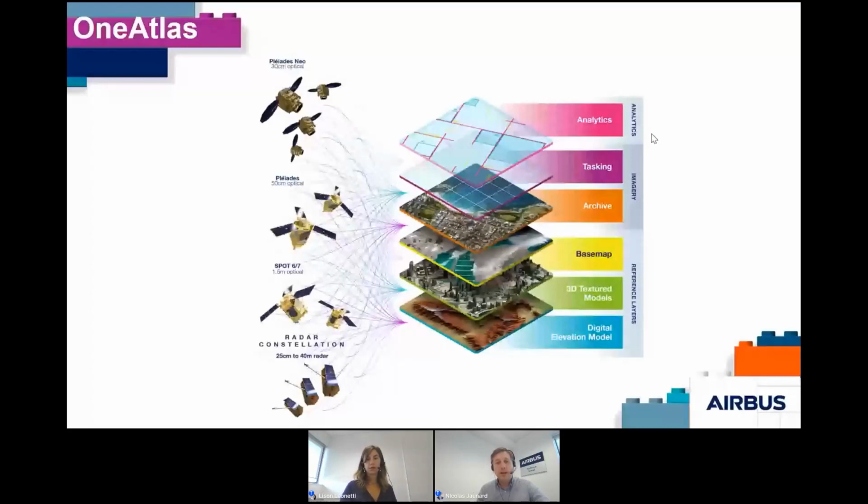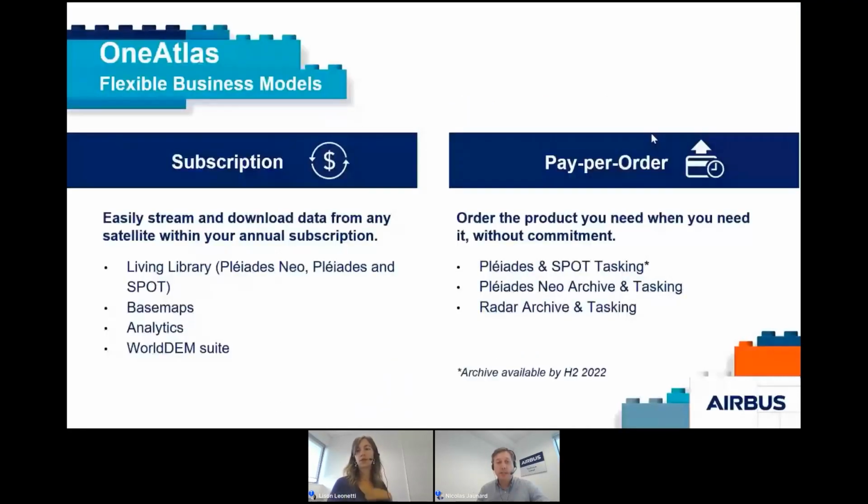So then let's go now to one specific item around OneAtlas. As you may have seen, we have a distinctive and very flexible business model around our platform. You may be used to going on GeoStore, where only the pay-per-order model is available, but with OneAtlas, we are going from just a single business model, pay-per-order, to, of course, subscription and pay-per-order business models. So what does it mean?